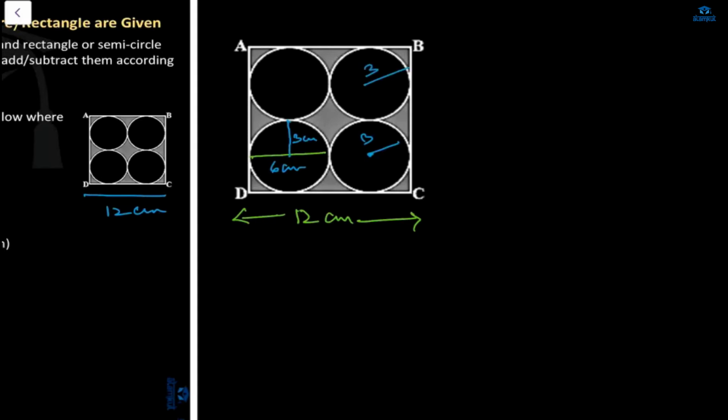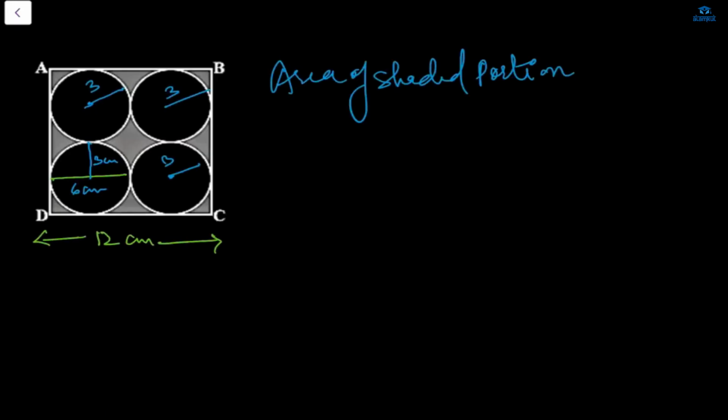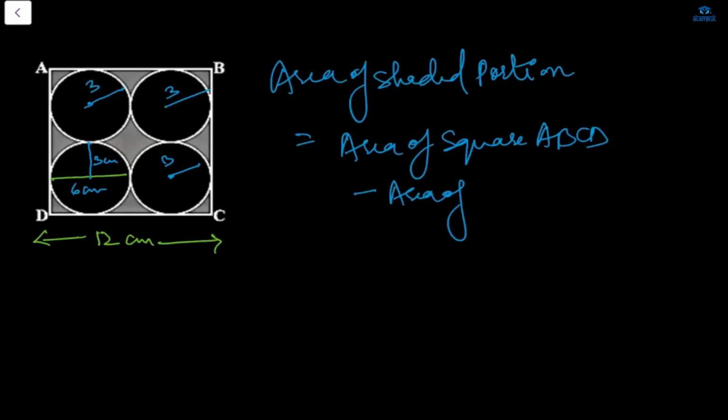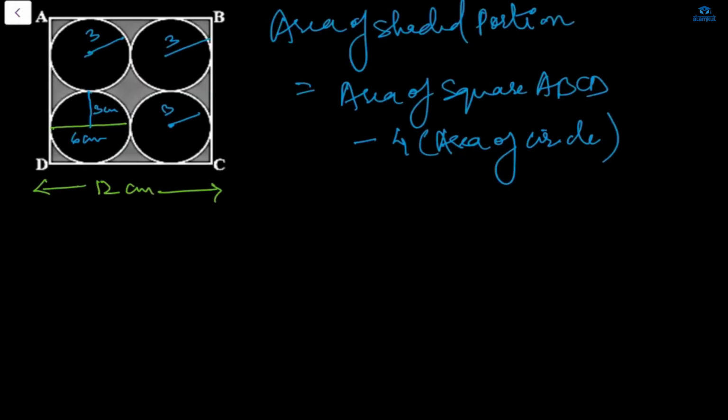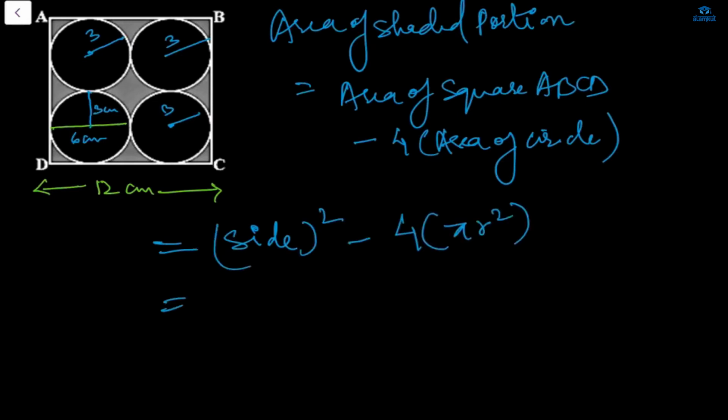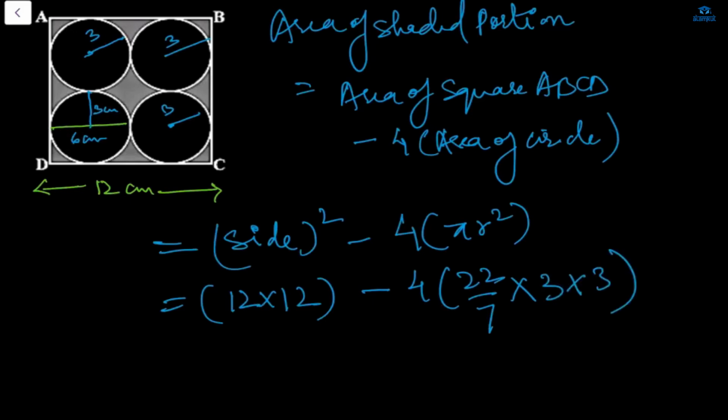So how are you going to find out the area of the shaded portion? Area of shaded portion is equal to area of square ABCD minus area of the circles. There are 4 circles, so minus 4 into area of circle. Area of square is side square, minus 4 into area of a circle, pi r square. So side square is 12 multiplied by 12, and this is 22 by 7 into r square, r is 3. Now you can calculate the area.